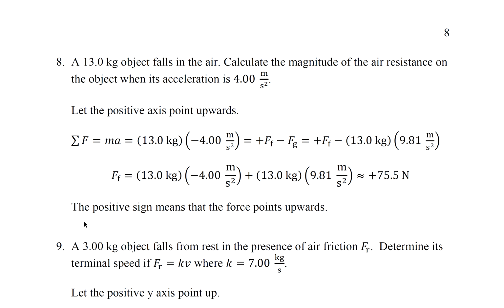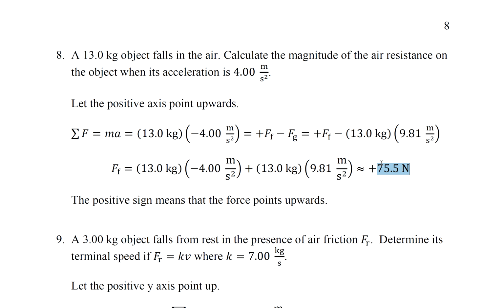Question 8. A 13-kilogram object falls in the air. Calculate the magnitude of air resistance on the object when its acceleration is 4. So let's let positive y be upwards. So that means acceleration is minus 4. And force of friction is in the positive direction. Force of gravity is in the negative direction. So let's solve for force of friction and we get 75.5 newtons. The positive sign means that the force points upwards.